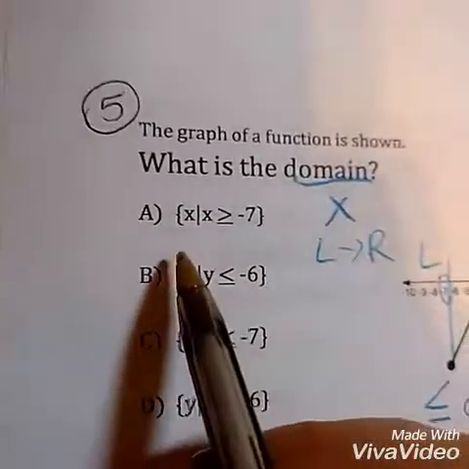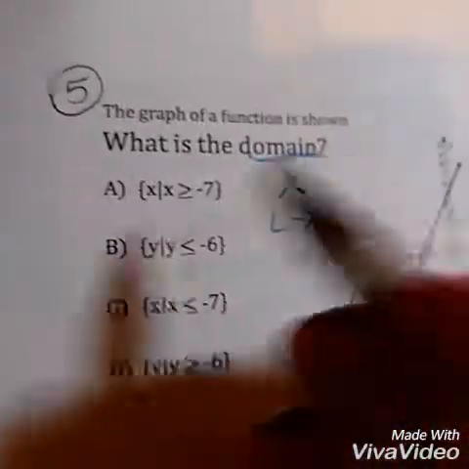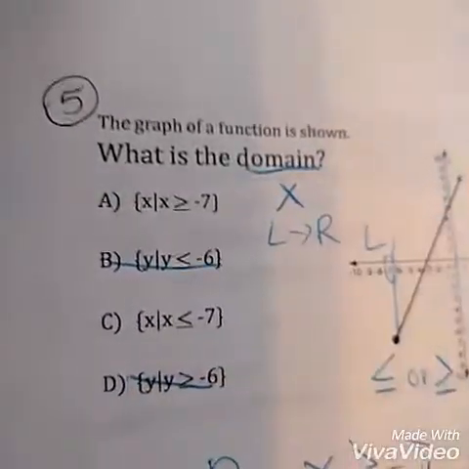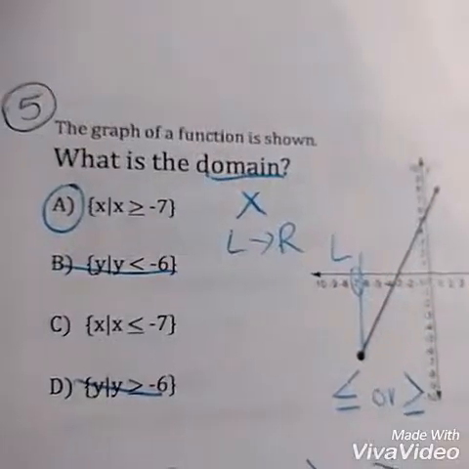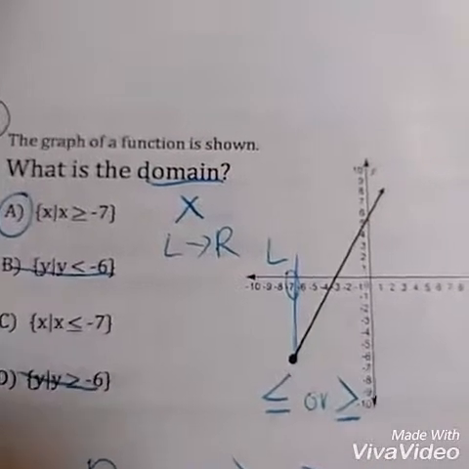So let's take a look at the answer choices. I can cross out Y, because they only ask for domain, right? So my answer is A, X greater than or equal to negative 7.